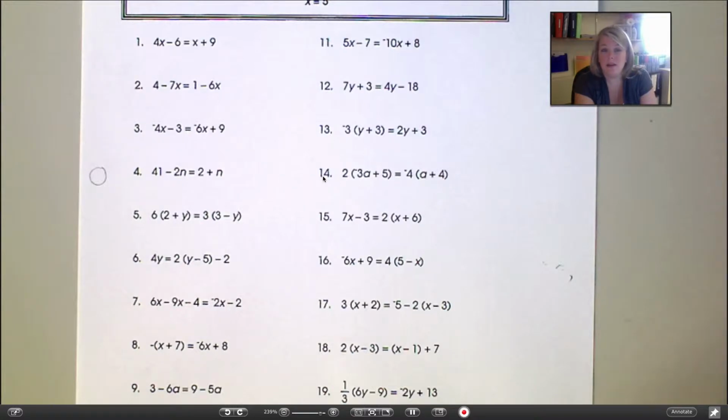So I'm just going to kind of pick at random some of the ones I think you'll need help with and go through them here. And you are welcome to copy these down and treat them as part of your assignment.